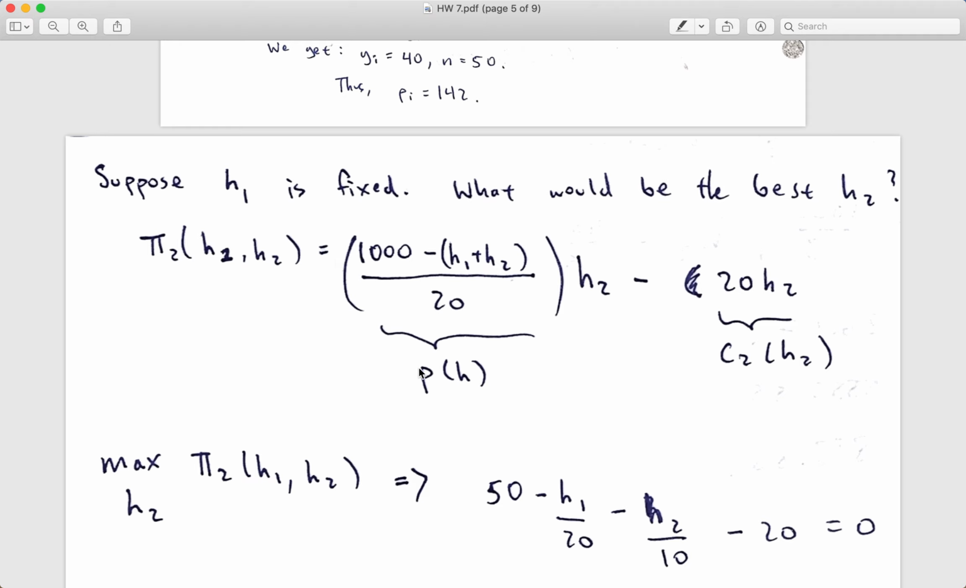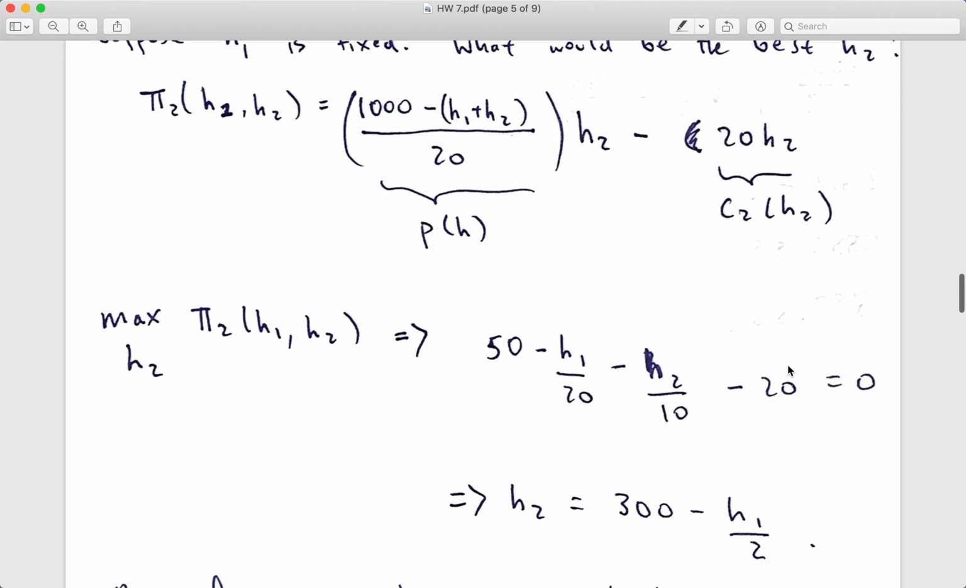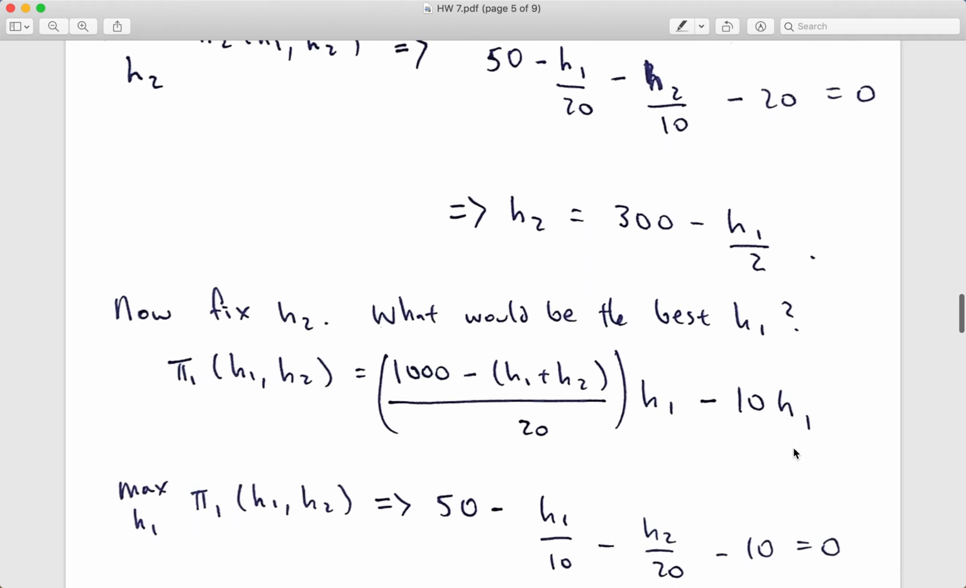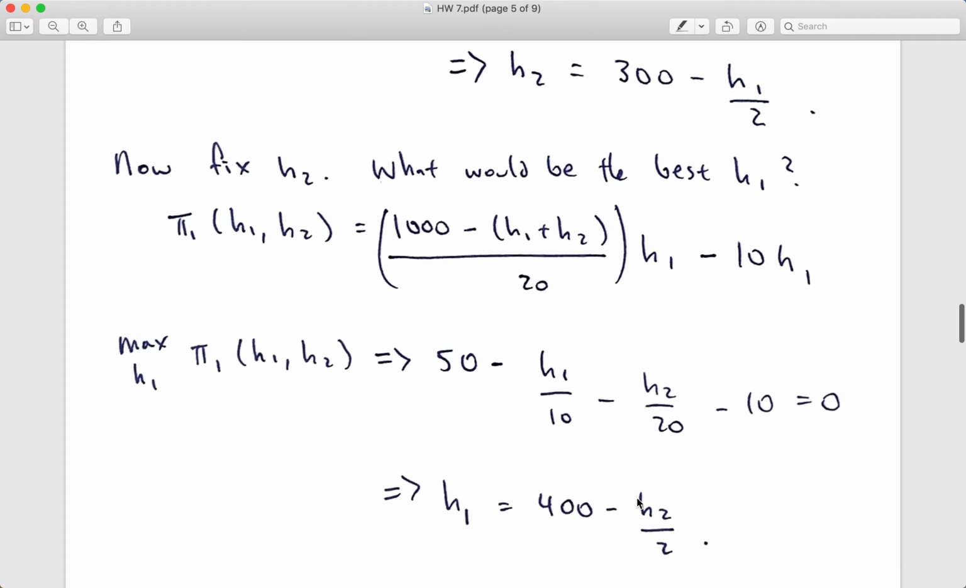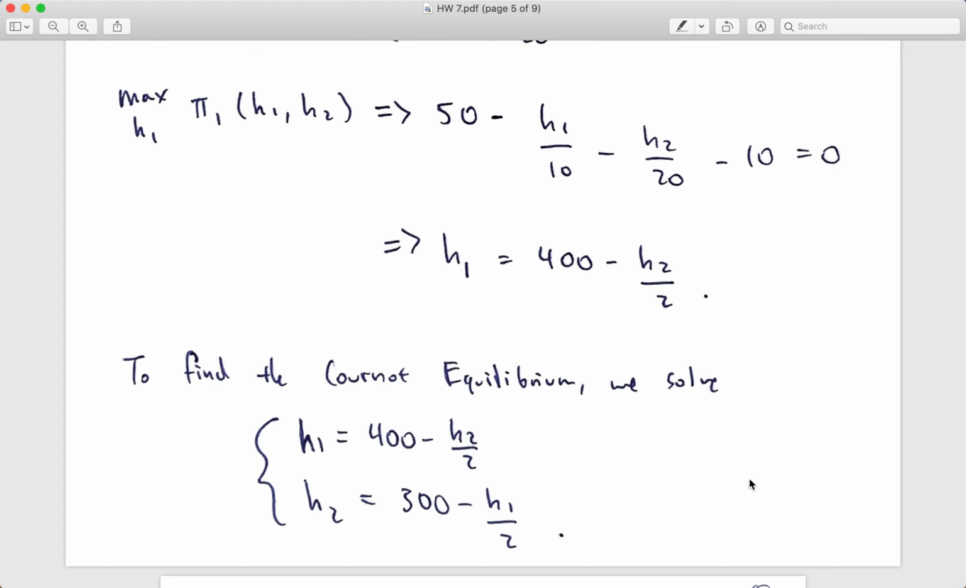You have this equation, which is our standard price times quantity for the revenue minus our costs. Now we maximize, and again we take the first derivative and set it equal to 0, and we get this function. It's important that it's going to be a function because it's going to depend, of course, on the value of h1. Now we do exactly the same thing, but the other way around. So we fix h2 and we ask what would be the profit maximizing h1, and we'll get this function. And the solution to a Cournot equilibrium problem is going to be any points where both this function and this function are true. In other words, it's any solution to this system of equations.